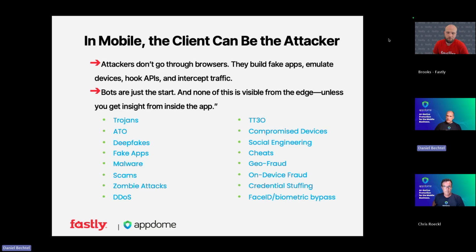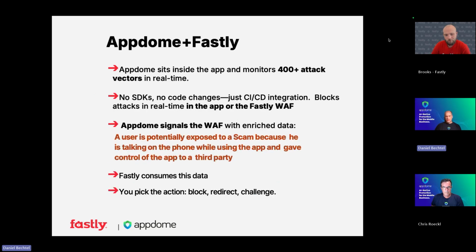None of these is visible from the edge unless you're getting insights from inside the app, which is exactly what Appdome makes possible. Here's how it works. Appdome sits inside the app, providing protections for over 400 attack vectors in real time. Everything from GPS spoofing to emulators, overlay attacks, fraud, biometric bypasses, all detected as it happens. There's no SDK, no code changes. You simply integrate Appdome as part of your CI/CD pipeline process to protect your app. And it blocks attacks in real time, either in the app itself and/or at the edge using Fastly's WAF.